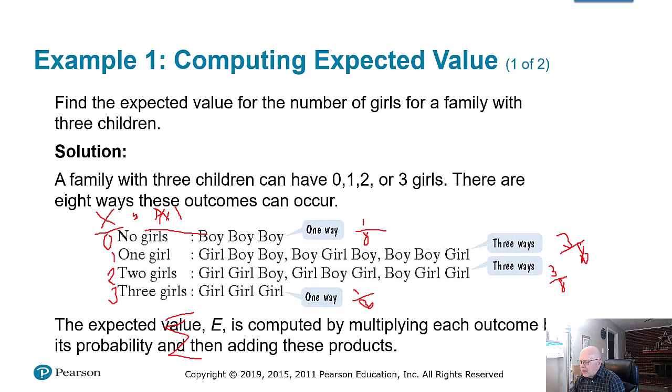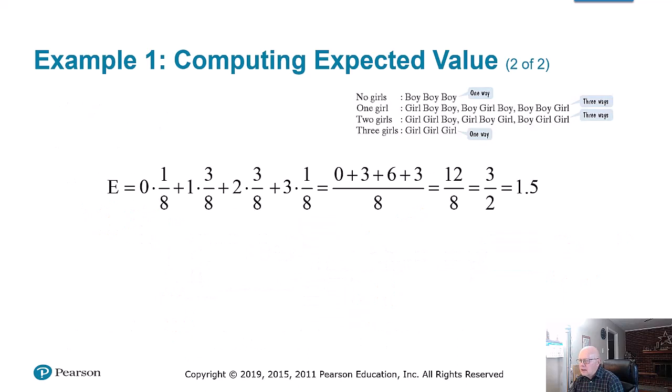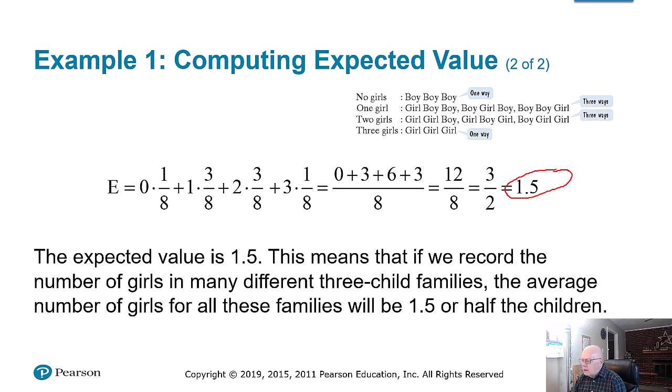So we're going to take each outcome. These are the outcomes here: 0, 1, 2, 3. Each one will be multiplied times the probability, which we've got here, here, here, and here. So 0 times 1/8. That was 0 girls times 1/8 probability. 1 girl, 3/8 probability. 2 girls, 3/8 probability. 3 girls, 1/8 probability. Do the math, and your expected value of number of girls with 3 births would be 1.5. That sort of makes sense, doesn't it? If we looked at a lot of 3-child families, the average number of girls would be 1.5, or half the children.